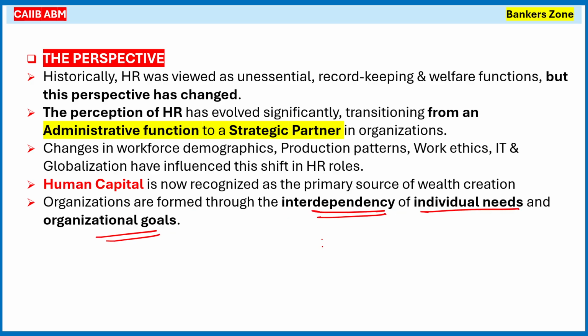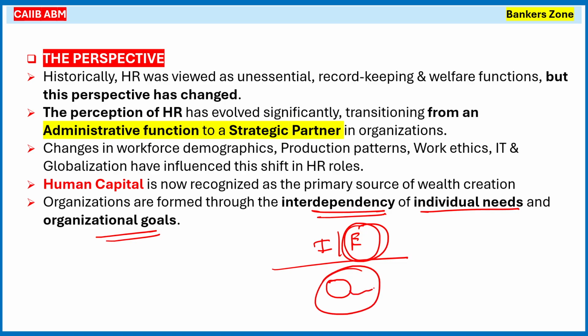So obviously, see, individual means simply the employee working in the organization. So if employees are satisfied, then obviously they will contribute to the goal of the organization, right? So individual needs should be satisfied and the organization's goal should be met. So that means we can say the individual needs and the organization's goal are interdependent. They are interdependable, right?